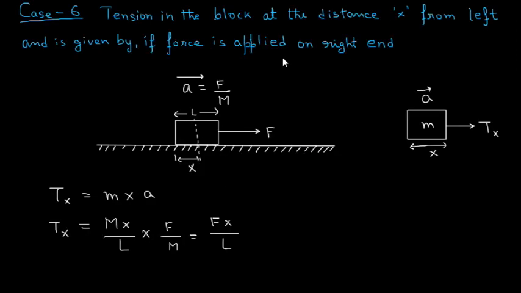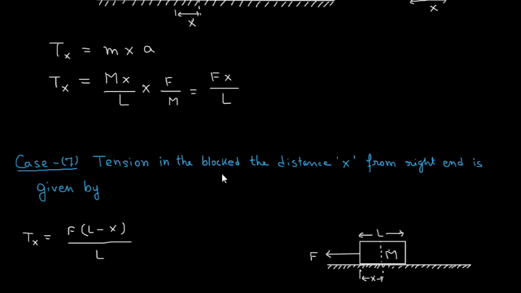Case 6. Tension in the block at a distance x from left end is given by, if force is applied on the right end. So we'll draw the free body diagram for the system with blocks and so on. Then we'll write Tx is equal to ma, Tx is equal to m x upon L multiplied by F by M. After solving we can get Fx by L. Case 7. Tension in the block at a distance x from the right end is given by Tx is equal to F(L minus x) upon L.